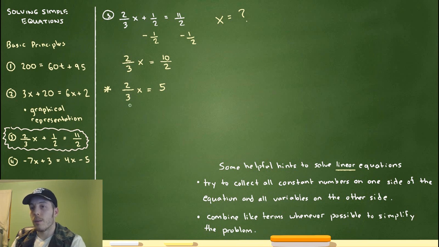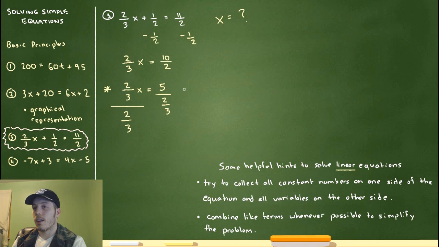Now, first thing you could do is, since we want to eliminate the 2/3, we can divide the left side by 2/3. Now that makes sense, right? 2/3 divided by 2/3 will be 1. And we'll get x is equal to something. So if I do that, I'd do the same thing on the right side. I would divide by 2/3.